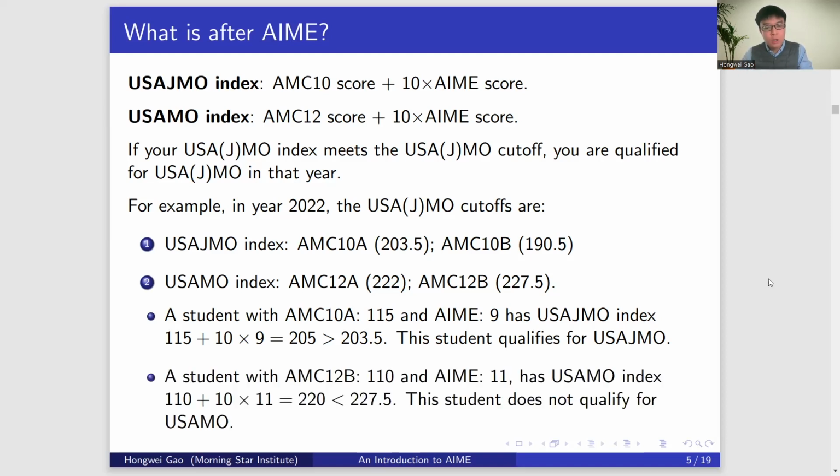Suppose another student took AMC 12B and got a score of 110. This student answered 11 questions correctly in the AIME test. Now, the corresponding USA-MO index is 110 plus 10 times 11 equals 220. But that's below 227.5. So this student does not qualify for USA-MO.